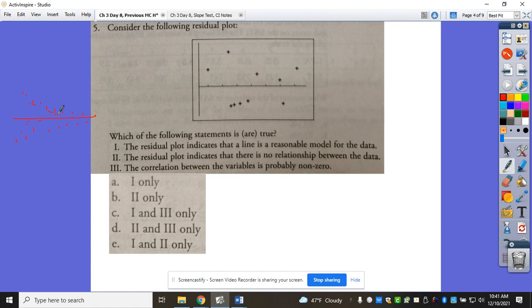So the residual plot indicates that a line is a reasonable model. So if all the three things that we checked off for a residuals plot check off, then that means that the data is what?